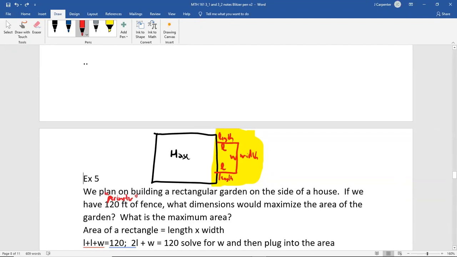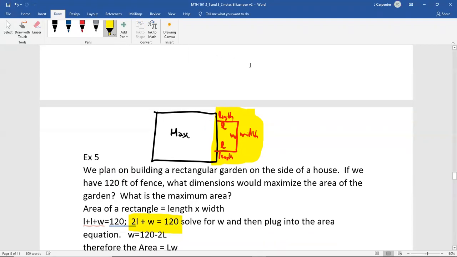And then what you see here, ignore this for just a second. L plus W equals 120, that's the perimeter that I'm doing right here. This is the quote perimeter. And L plus L would be 2L. So we get 2L plus W equals 120. This is what I would call our secondary equation. This area equals length times width. We can rewrite A equals L times W.